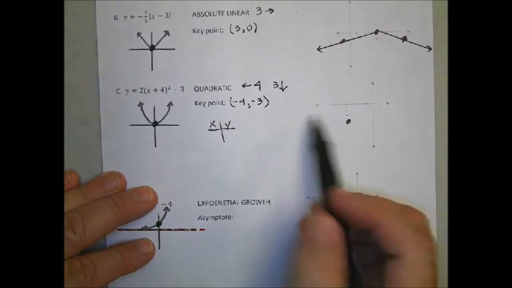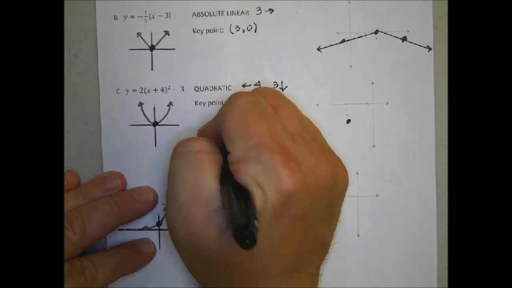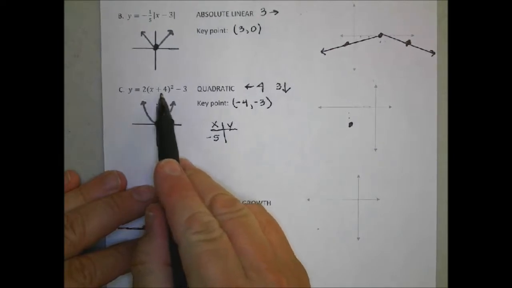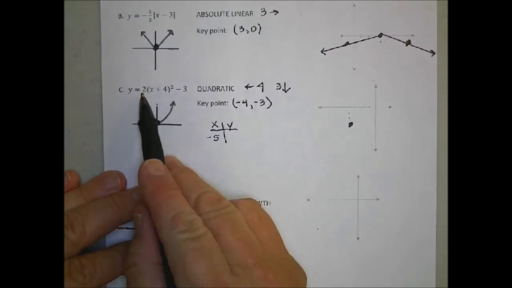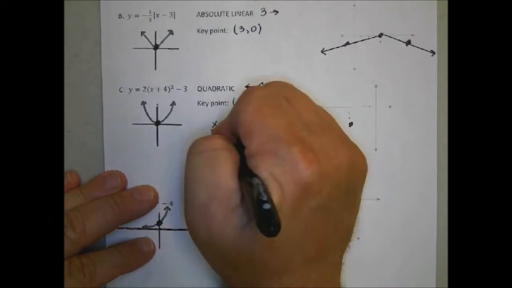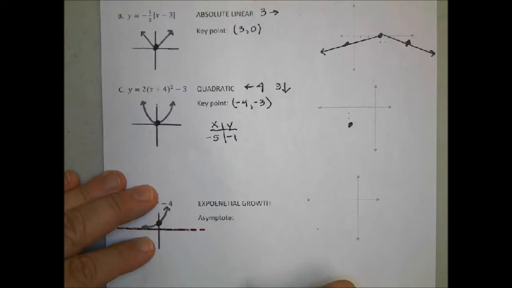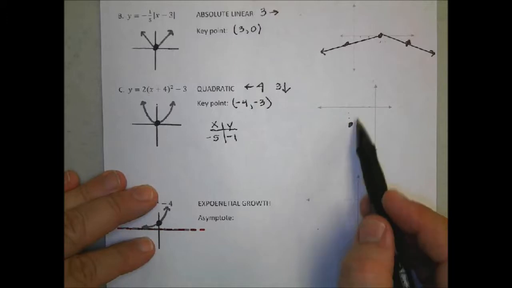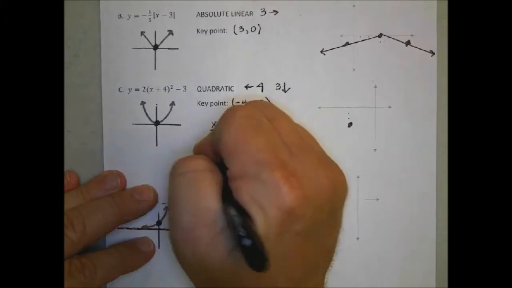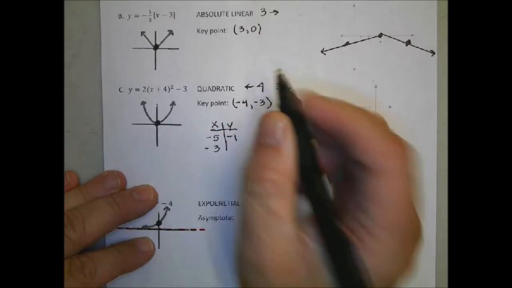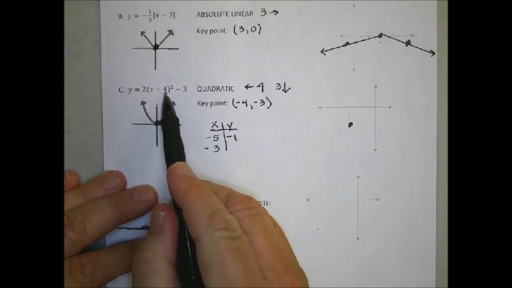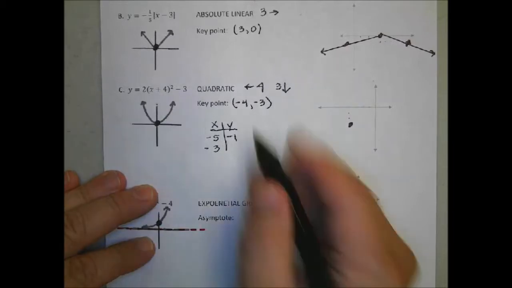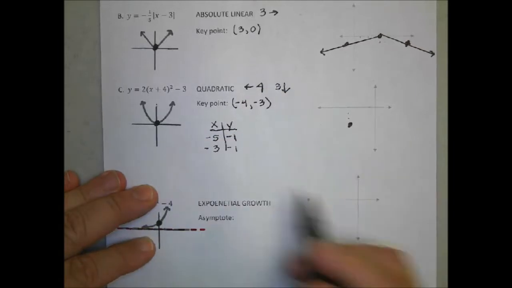Instead of using x equals -4, what if we went one more to the left? X equals -5. Well, plug in -5. -5 plus 4 is -1. -1 squared is +1. 1 times 2 is 2. 2 minus 3 is -1. But what if we went 1 to the right of (-4, -3)? That would make an x value of -3. So if we plug that in, -3 plus 4 is +1. 1 squared is still +1. 1 times 2 is 2. 2 minus 3 is -1.